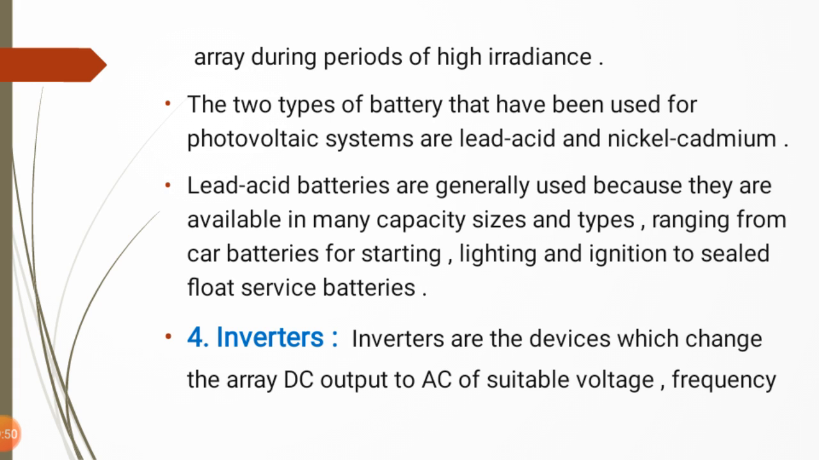The two types of battery that have been used for photovoltaic systems are lead acid and nickel cadmium batteries. There are generally different types of batteries, but these two are commonly used for energy storage in a PV system, or photovoltaic systems.